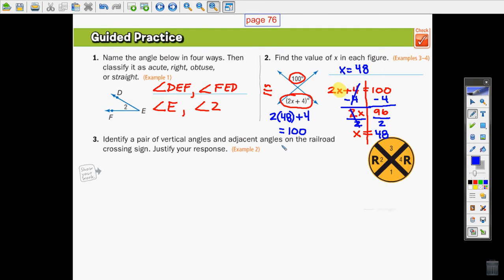Number 3 says to identify a pair of vertical angles and adjacent angles on the railroad crossing sign, and then to justify your response. All right, well, let's see. A pair of vertical angles: we've got angle 3 and angle 1. We've got angle 2 and angle 4.